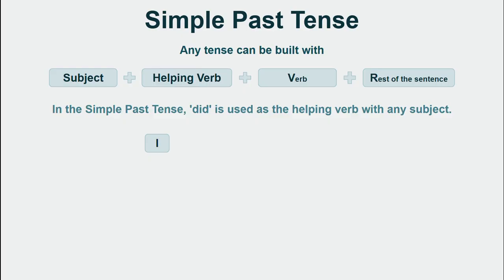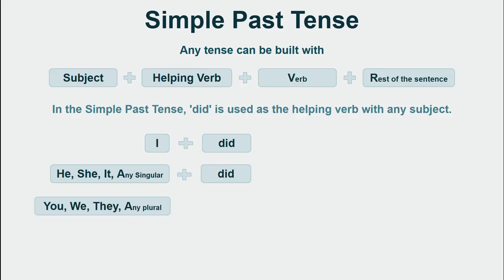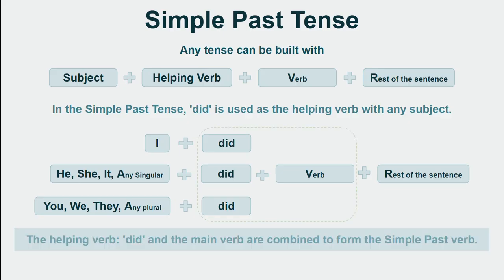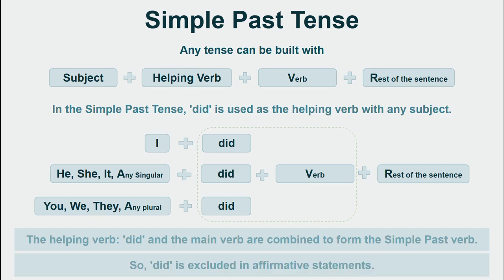I did. He, she, it, any singular, did. You, we, they, any plural, did. Verb, rest of the sentence. The helping verb did and the main verb are combined to form the simple past verb. So, did is excluded in the affirmative statements.